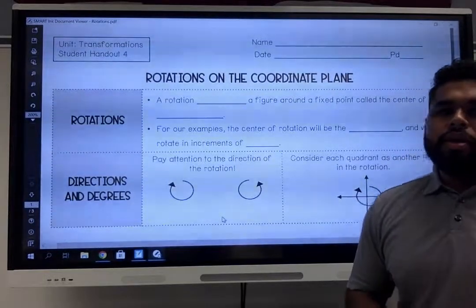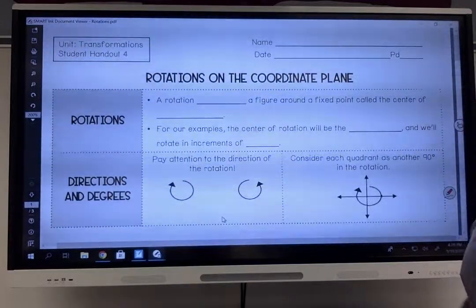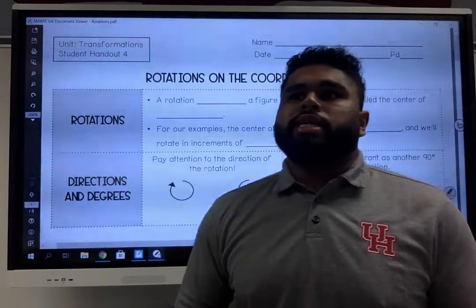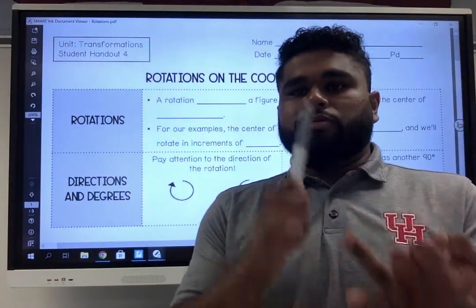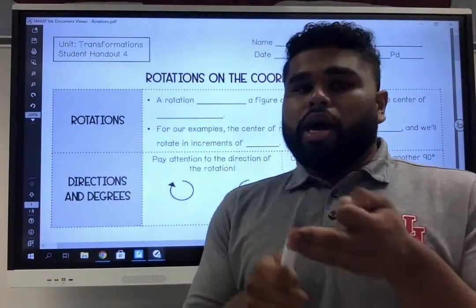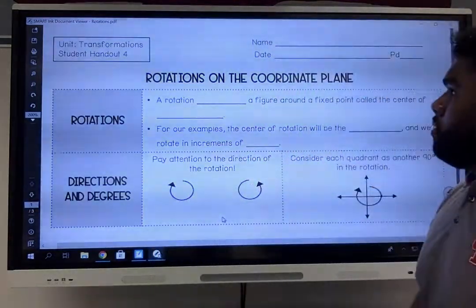Hey, how y'all doing? Okay, so today we're going to be going over rotations and the notes. A rotation is another type of transformation. We've done translations and reflections, we have rotations right now, and the last one we're going to be learning about are dilations.